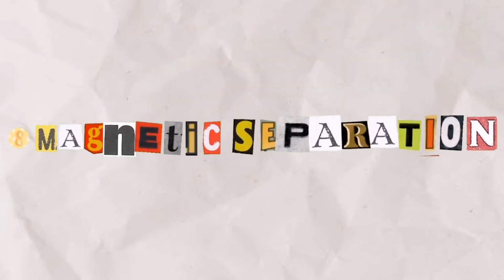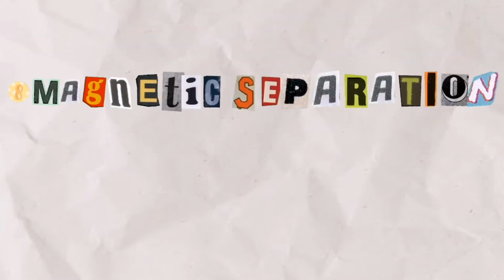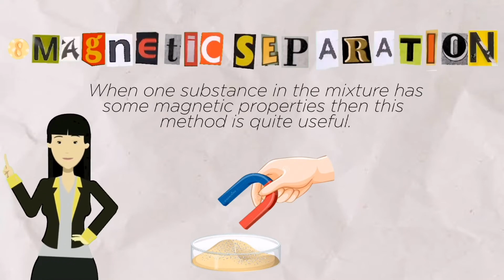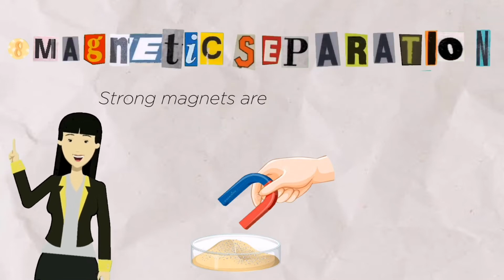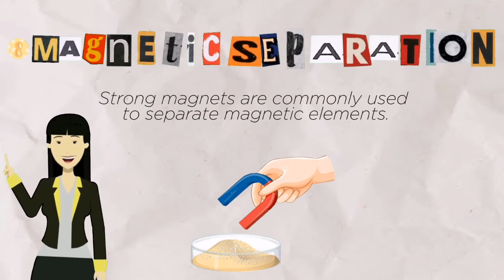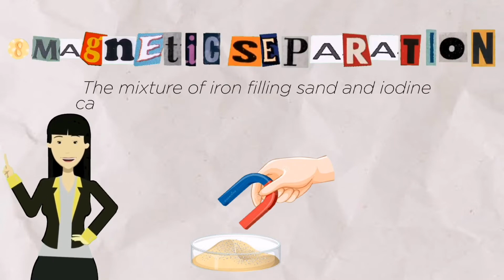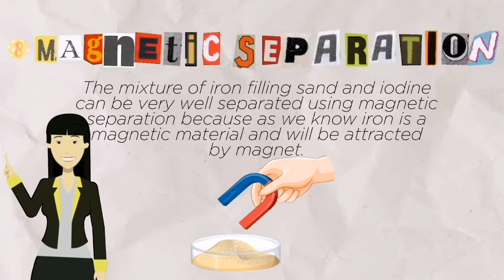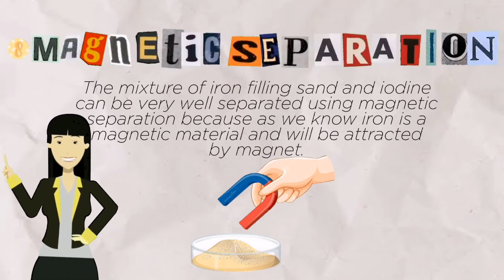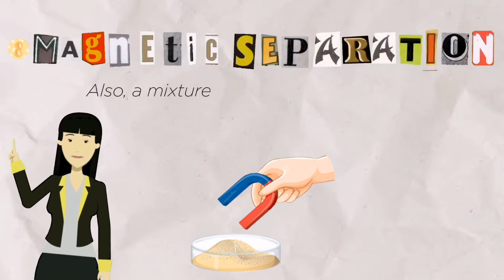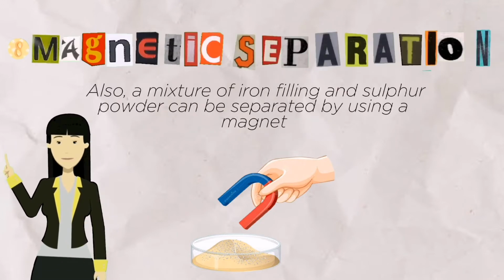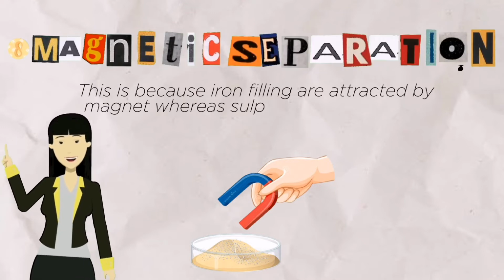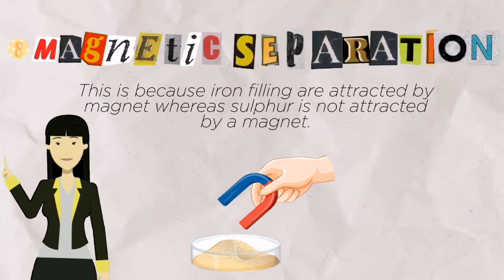And the eighth separation technique is magnetic separation. When one substance in the mixture has some magnetic properties, then this method is quite useful. Strong magnets are commonly used to separate magnetic elements. A mixture of iron filings, sand and iodine can be very well separated using magnetic separation because, as we know, iron is a magnetic material and will be attracted by a magnet. Also, a mixture of iron filings and sulfur powder can be separated by using a magnet. This is because iron filings are attracted by a magnet, whereas sulfur is not.